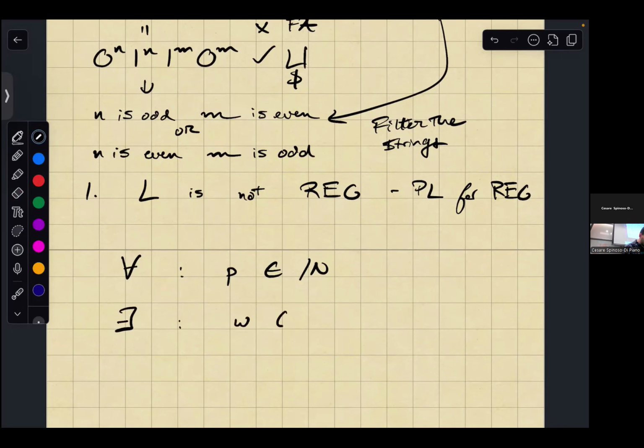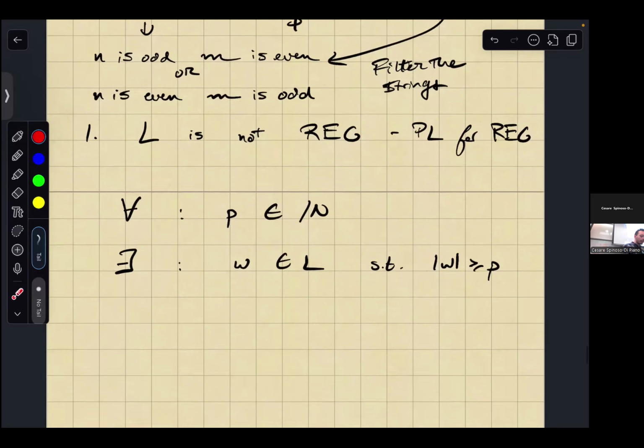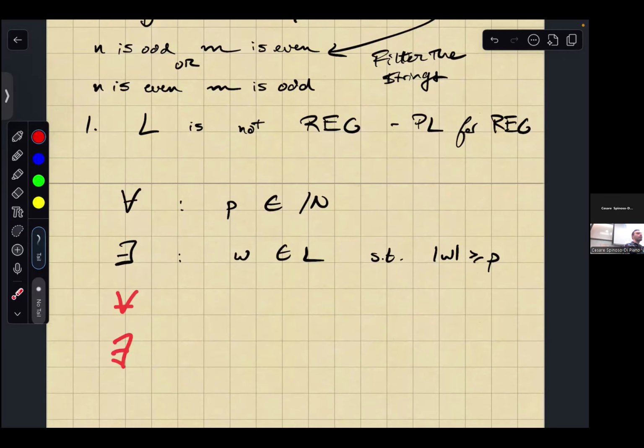some string in L, right, such that that string is of length at least p, right? There's an infinite number of strings that I could pick that satisfy this condition. The other condition I have to think about, if I think a few moves ahead, is whether the string that I'm dealing with is easily pumpable outside of the language. That's what I have to think about, okay?